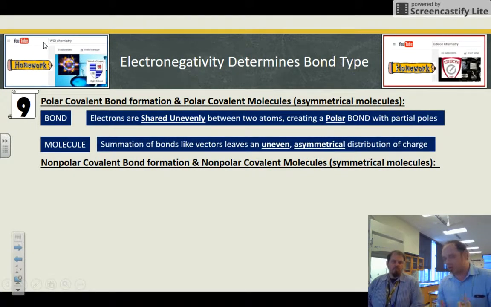Uneven distribution of charge. So we're going to learn to cut the molecules in half this way and then in half this way and compare sides. Visually looking at geometry. Correct.